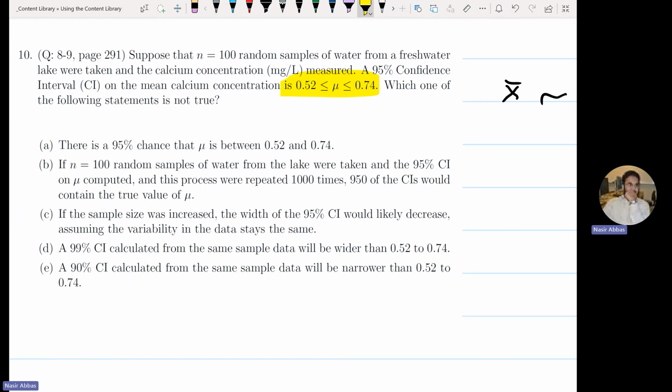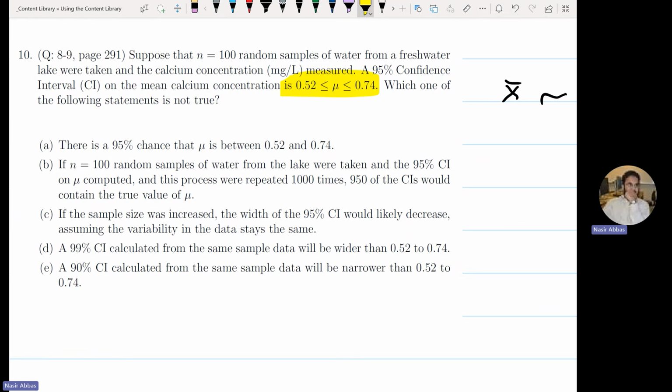Look at the options. The options say that there are 95% chances that mu will be between 0.52 and 0.74. Is this correct? No. This is wrong. This is the correct answer, by the way. The option is wrong, but this is the correct answer because the question is asking which one is not true, and A is not true. Why the other options are true, let me explain one by one.